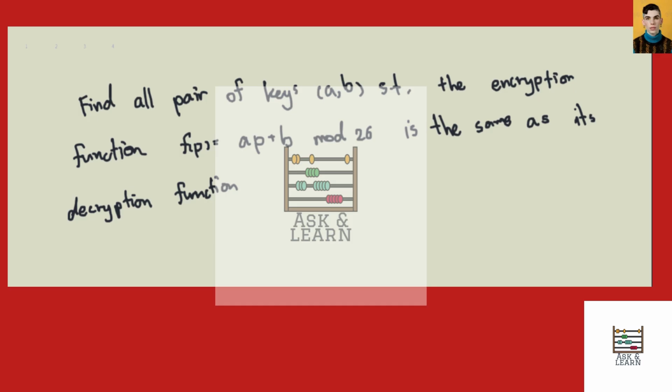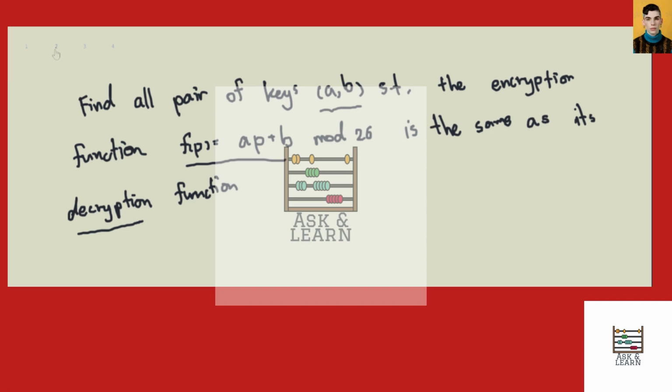In this question, we are asked to find all pairs of integer keys a and b, such that the encryption function ap plus b mod 26, which we will call f, is the same as its corresponding decryption function. So the decryption function will revert this encrypted message back to its original form.